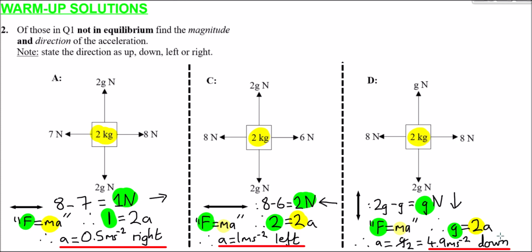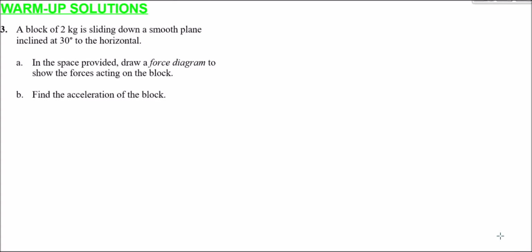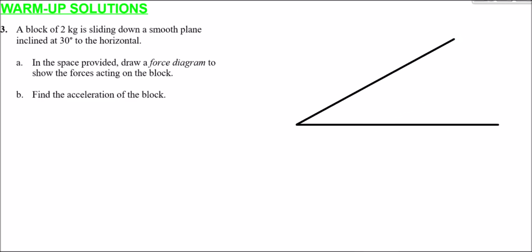Finally, question 3. We have a block of 2 kilograms mass. We're told it's sliding down a smooth plane inclined at 30 degrees to the horizontal. With the space provided, we need to draw a force diagram to show the forces acting on this block. So let's get started. If you're sketching a diagram, do it nice, big and clear, as big as the space in the exam will allow, to be fair.